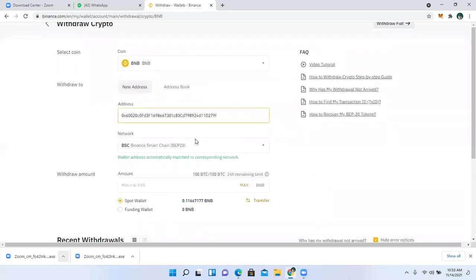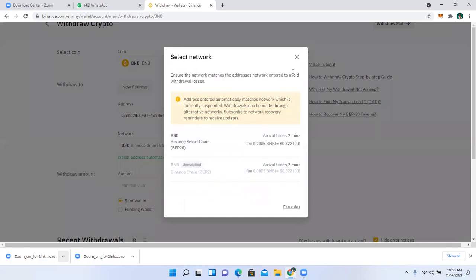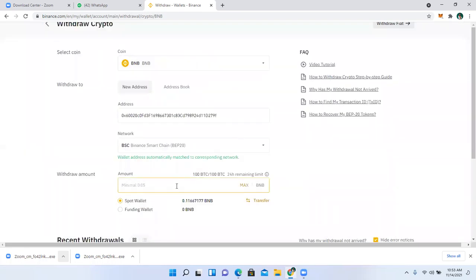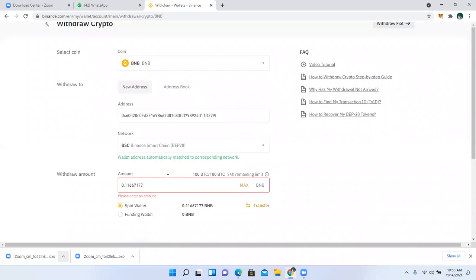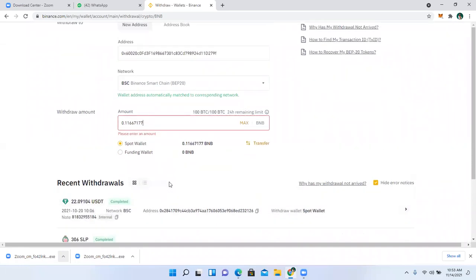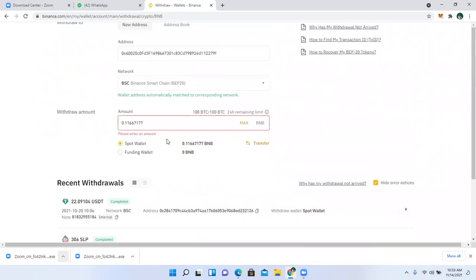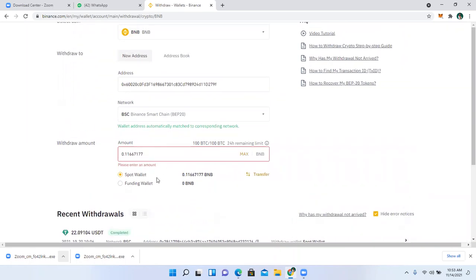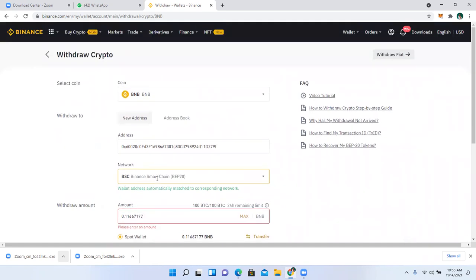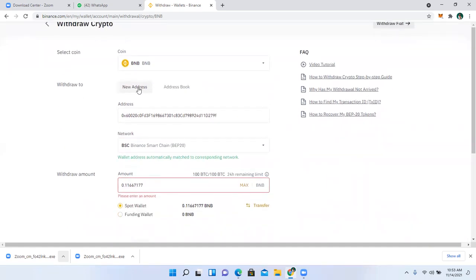So I just click on it. It automatically matches my address, right? Then I'll just type in here how much I want to withdraw. So let's say I want to withdraw everything. I just click on max. So everything will just appear here, right? And sometimes it will have a withdrawal limit, to tell me how much I can actually withdraw at that point in time, right? So once I'm done with this, I just click on withdraw and you are good to go.